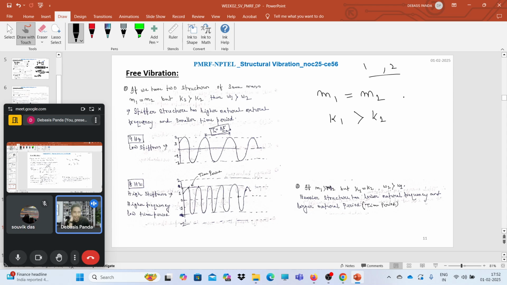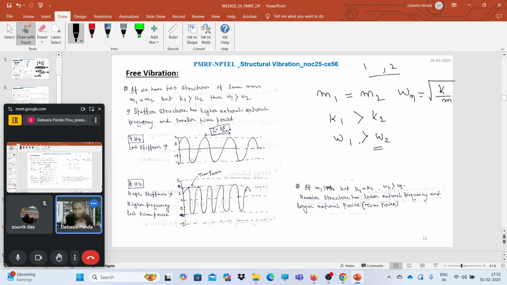Obviously we know that natural frequency is nothing but the square root of k by m. So as k is greater, omega 1 will be greater than omega 2. That means the stiffer structure, or the structure with higher stiffness, will have higher natural frequency and smaller time period, right?